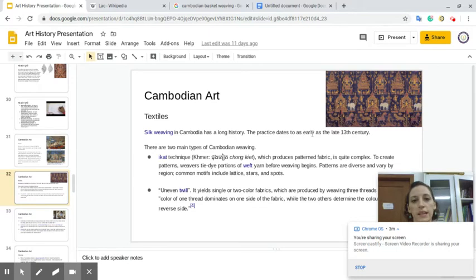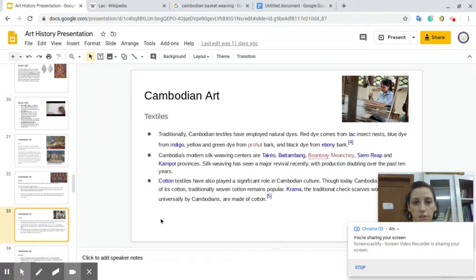And like I said, it's a practice that's been around since the late 13th century. And we have some of these beautiful pieces of fabric that still last today. And we still see them in a lot of designs if you go through the market today. A lot of women for weddings and things like that wear beautiful silk patterns. We see those a lot. Let's go to the next screen.